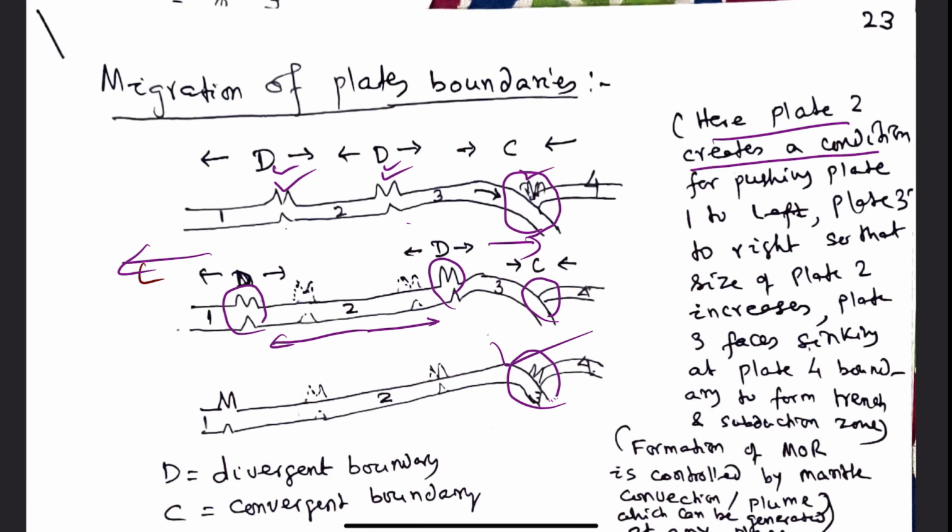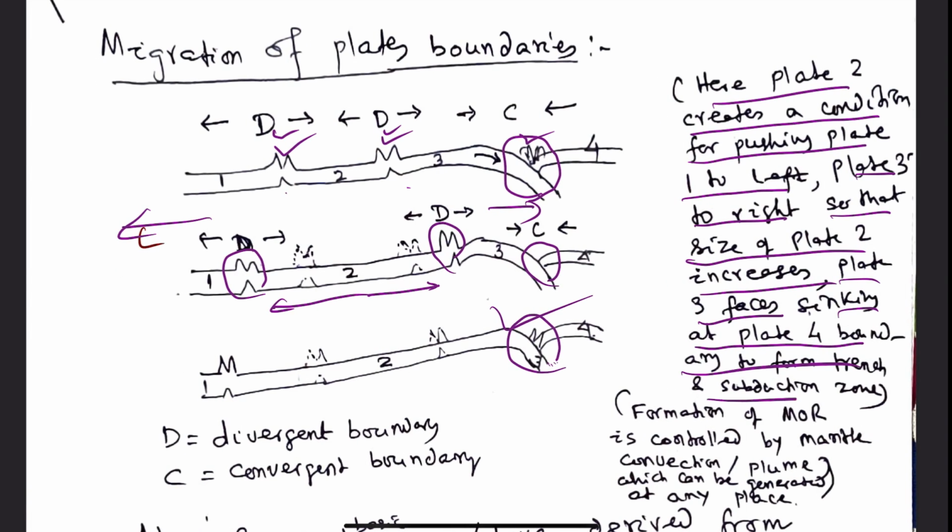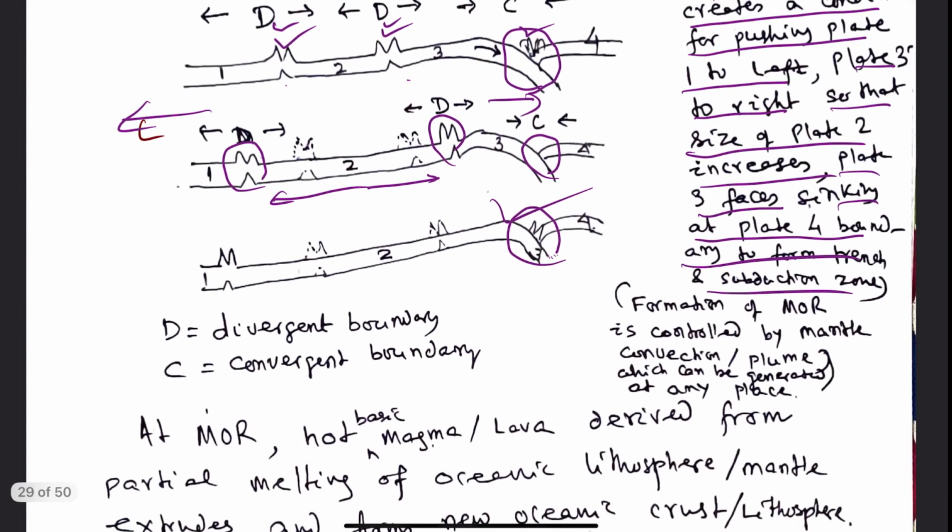So here plate number 2 creates a condition for pushing plate number 1 to the left and plate number 3 to the right, so that the size of plate number 2 increases and plate 3 faces sinking at the plate 4 boundary to form a trench and subduction zone. And we can expect formation of a MOR at any place because it is related to mantle convection or a mantle plume.